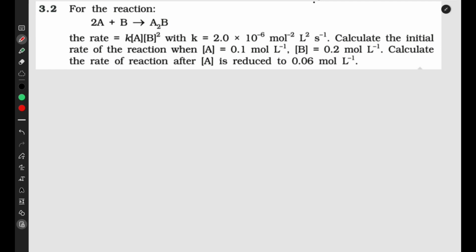Calculate the rate of reaction after concentration of A is reduced to 0.06. So first let us find out the initial rate.